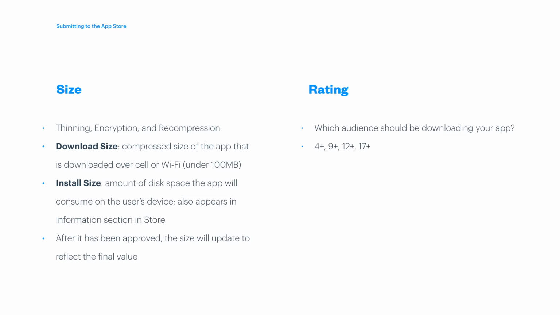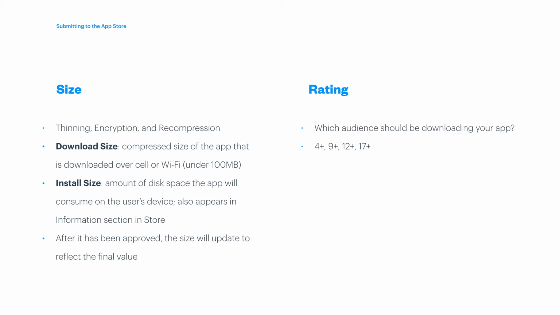First we're gonna talk about the size and the rating. So when you upload your build to iTunes Connect, it goes through a process of thinning, encryption, and recompression. So you want to make sure that the compressed size of the app that your users will download over cellular or Wi-Fi is under 100 megabytes. After your build has been approved and been through the Apple review process, the size will update to reflect the final value, and that's what you'll see in the App Store under the information section.